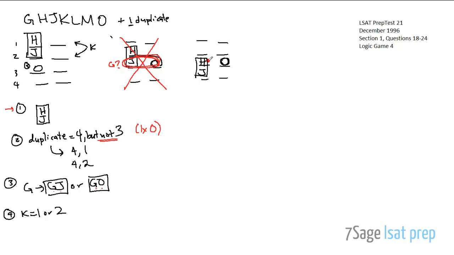So for example, if this is G, then J has got to repeat somewhere, right? Because we figured out previously that we can't have two G's. Two G's implies GJ or GO, right? So obviously we can't put G and O together. But if we put G and J together, that means that one of these guys has to repeat, has to duplicate with one or two.